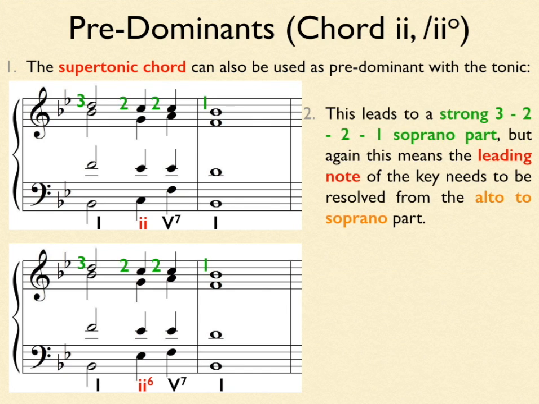Before it was just a 3-2-1 soprano line, but here you can see it's a 3-2-2-1. In other words, your third degree falling to the second degree, staying on the second degree, falling to the first degree. But again, this means that the leading note of the key needs to be resolved from the alto to the soprano part. So the soprano part needs to come down to the rescue to trick the ear into thinking that the leading note has risen up to the tonic.